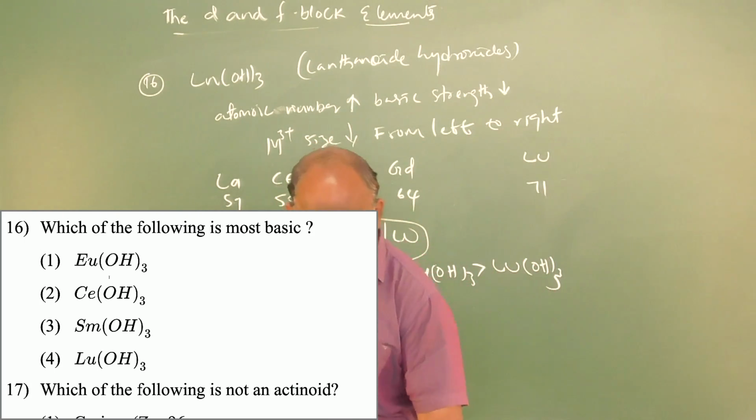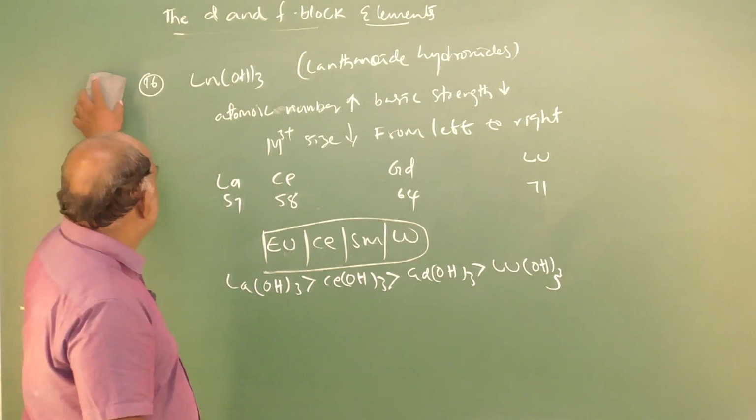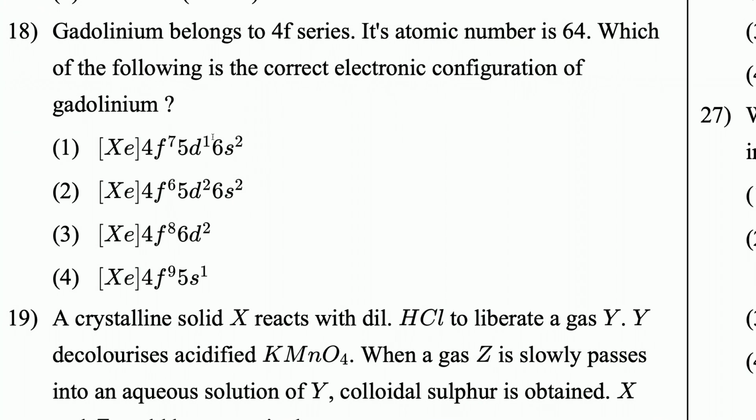So after that, the next one is the 18th question, which is important. It was a repeated question from the entrance point of view. So what is the 18th question? Gadolinium belongs to the 4f series. Its atomic number is 64. Which of the following is the correct electronic configuration of gadolinium? Question number 18.